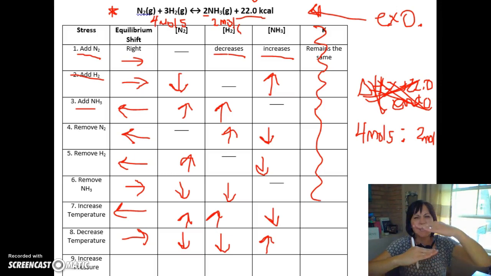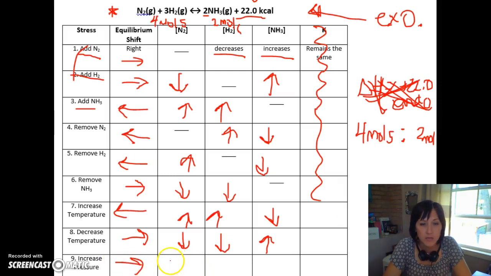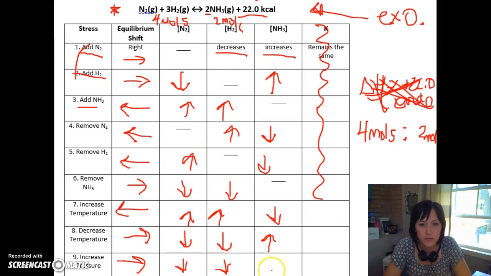I always picture that. If I'm getting less and less room, how am I going to establish equilibrium again? I need to shift towards the lesser number of moles, right? There's not as much room. I don't want to say condense, but condense into the lesser number of moles. So if we increase pressure, we're going to go towards the lesser number of moles, so towards products. So we would have a decrease in the reactants and an increase in the products.